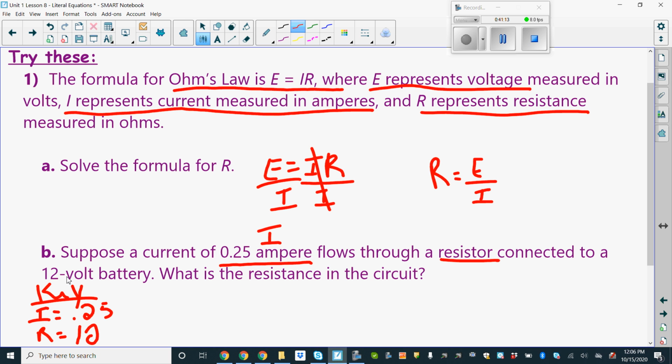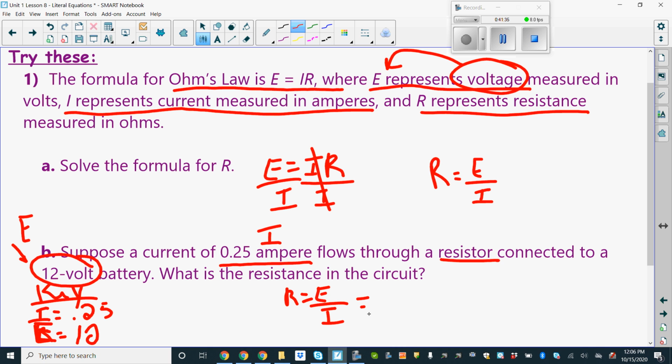The resistor is connected to a 12 volt battery, and we know the voltage is represented by E. E is your voltage. So here the 12 volt battery is your E. So when I substitute in, I have R equals E over I. E is 12. I am replacing it with 0.25. And when you put that into the calculator, you get R equals 48 ohms.